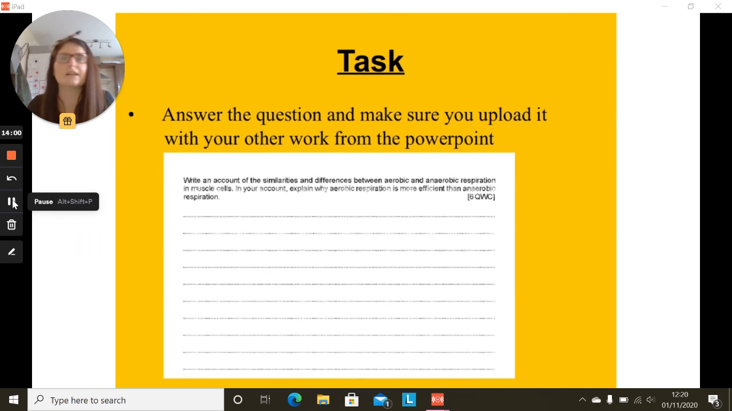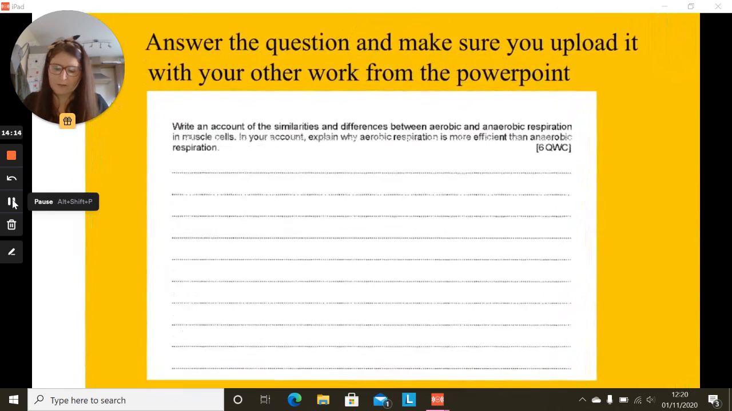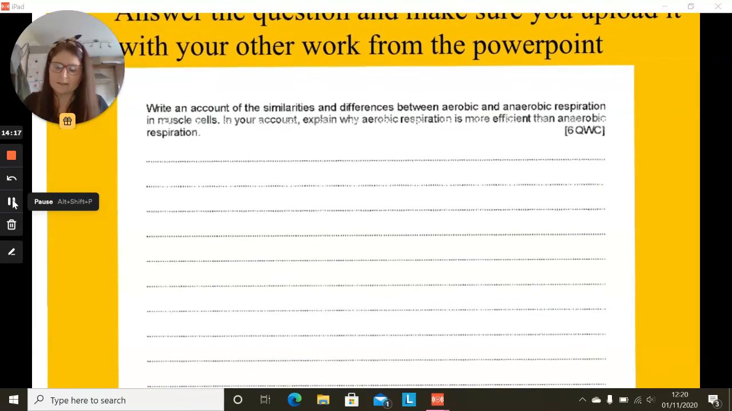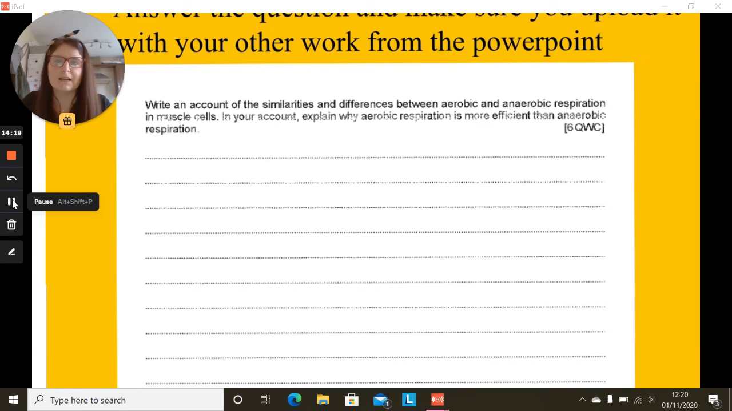I have a quick task that I would like you to do. Just answer on your worksheet, and then you can upload it with the rest of the work from this lesson so that we can see. I'm going to zoom in for you so you can see it. It says, write an account of the similarities and differences between aerobic and anaerobic respiration in muscle cells. In your account, explain why aerobic respiration is more efficient than anaerobic respiration. So it is your 6-mark question.